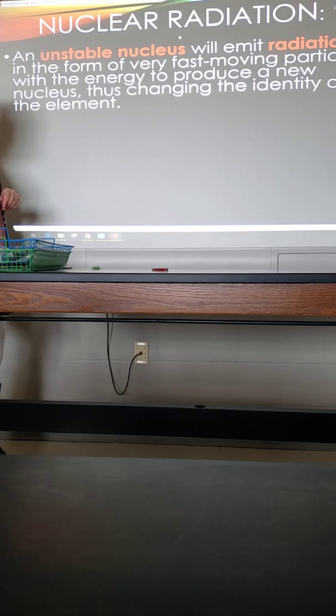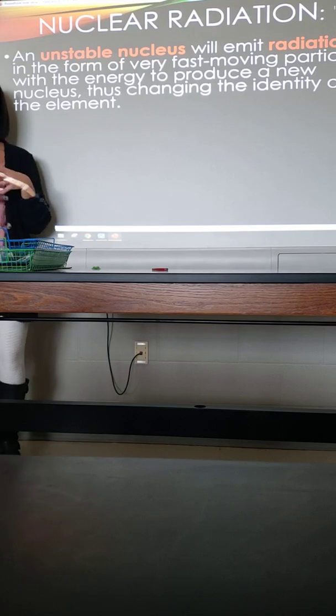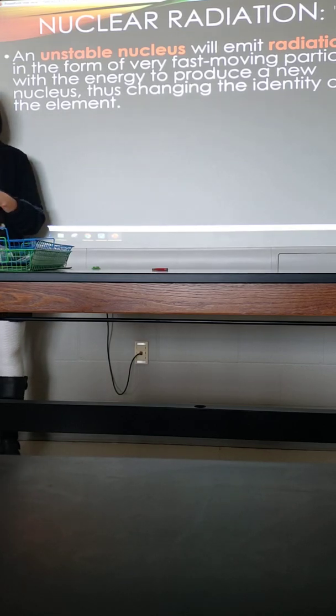Okay, so one thing that we've kind of hinted at, a couple of the videos have shown, and this is our first slide for today, is that when you have this unstable atom, it is going to emit radiation as it's going through that decay process. It does this in the form of very fast moving particles with the energy to produce a new nucleus, therefore changing the identity of the original element. So sometimes the original element is called the parent atom, and then the new element is the daughter element, okay?